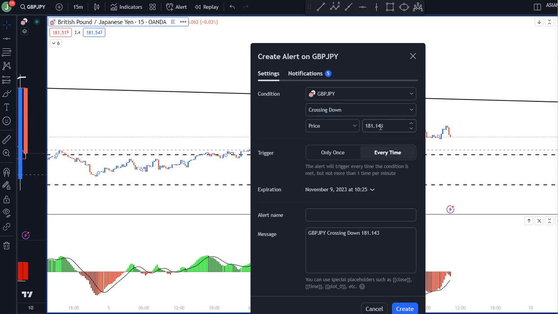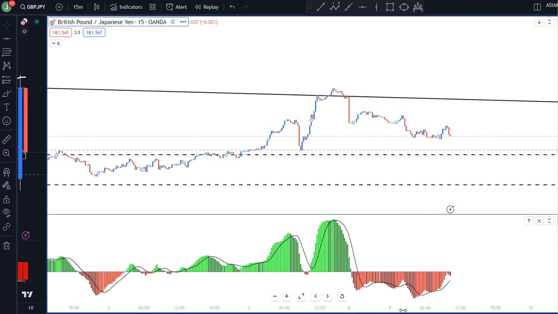And I like to go ahead and add some notes: potential buy, POT buy, potential buy at this price point. And then I just simply hit create. Now I'm waiting for price to meet my criteria.